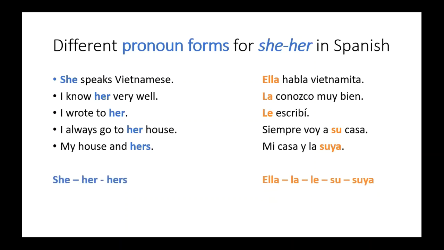So in English, you have only three forms. You have she, her, and hers. But in Spanish, you have 5 forms. Ella, la, le, su, and suya. Okay? So Spanish shows case much more than English. So Spanish pronouns show many more cases than English. So English in that sense is very easy because nouns do not have case. Pronouns have case, but in Spanish, pronouns have many more cases, okay?